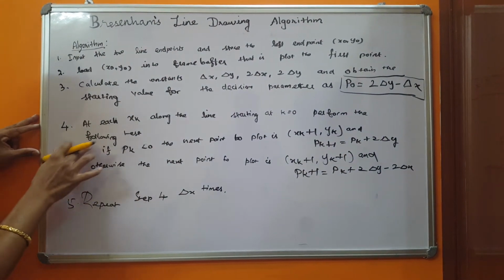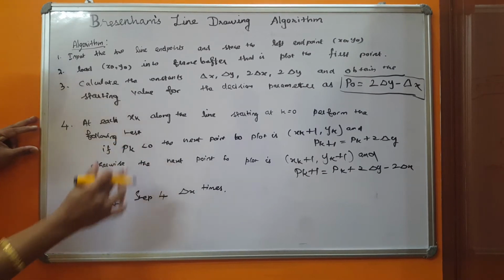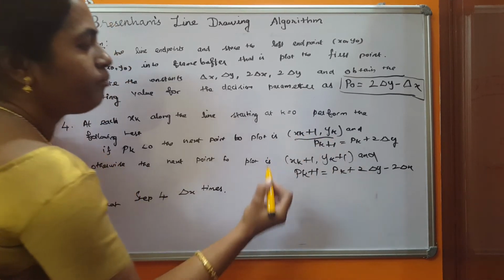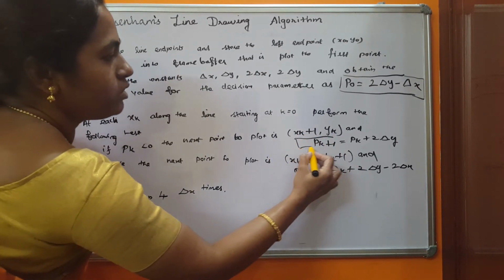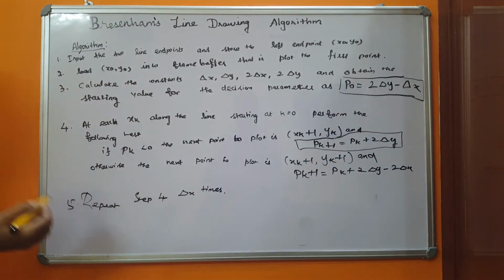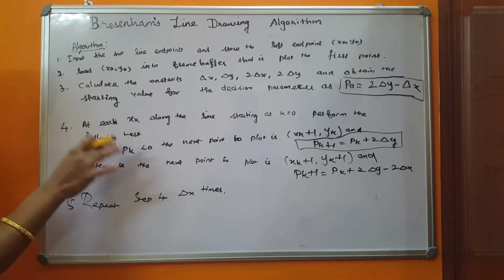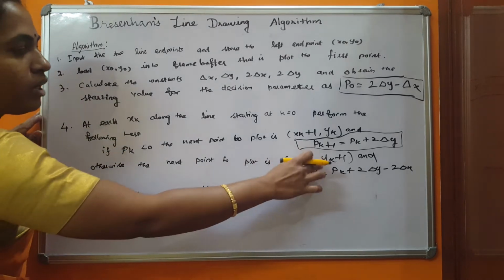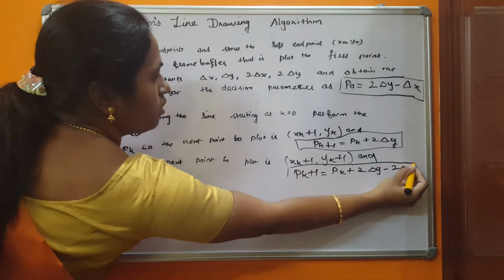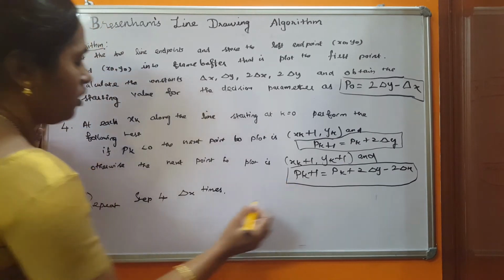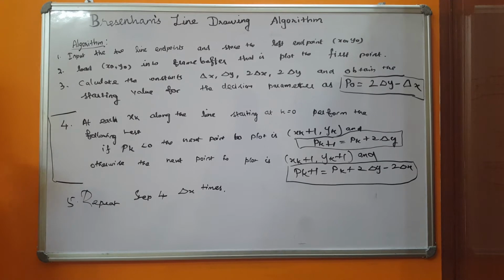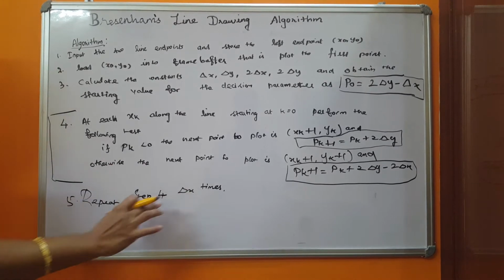If decision parameter value is less than 0, here x only incremented, the new decision parameter value is this one, pk plus 2 into delta y. Otherwise, suppose P greater than 0, x incremented, y also incremented, and the new decision parameter value is this one. The step 4 is repeated again and again to calculate all the points along the line up to delta x times.